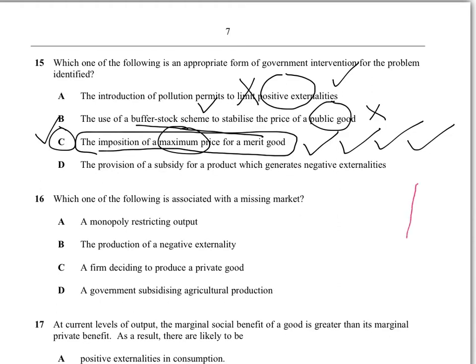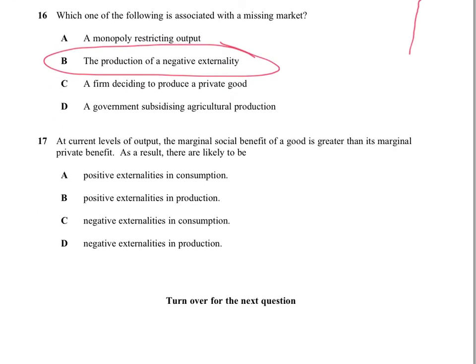Number 16. Which of the following is associated with a missing market? Our answer here is something which creates a negative externality. 17. We've got some information.